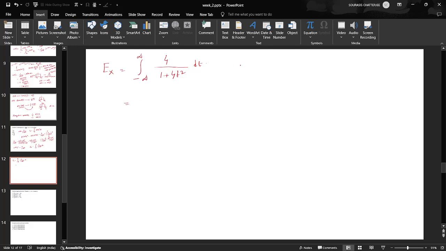Here I will make a change of variable, that is we are taking t dash is equal to 2t. Okay, so what we will have, we take 2 common outside, then we have 2 dt, that is basically minus infinity to infinity 1 over 1 plus 2t whole square d of 2t, and we make the change of variable here. So we'll obtain 2 into minus infinity to infinity 1 over 1 plus t dash square dt dash.